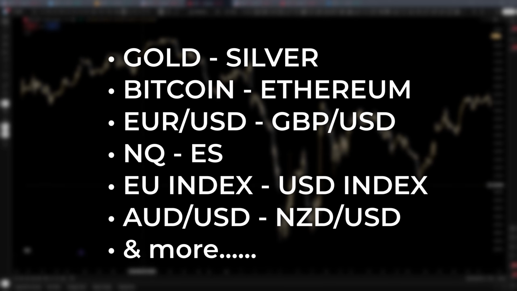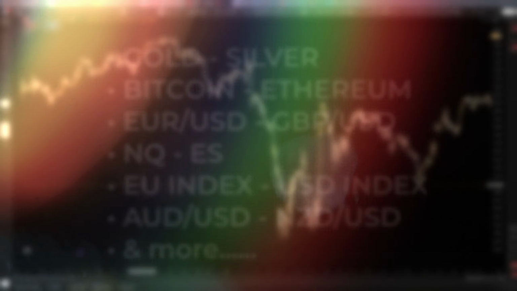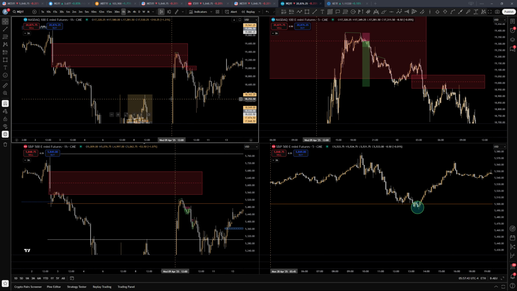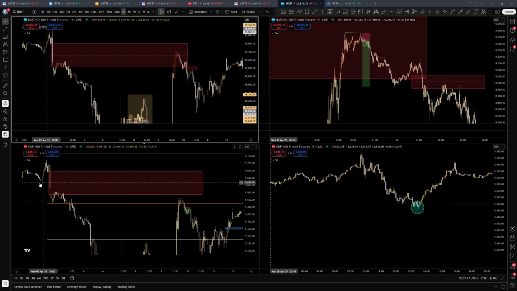So now that we've got some assets to compare, let's hop on a chart and find some divergence. Okay, so here we are on the chart. I've already drawn some stuff out for these examples, so let's go through what we have here. The first thing I want to point out to you is that we have the NASDAQ up here and the S&P 500 down on the bottom left here. And then we have the two 1 hour charts of those two.